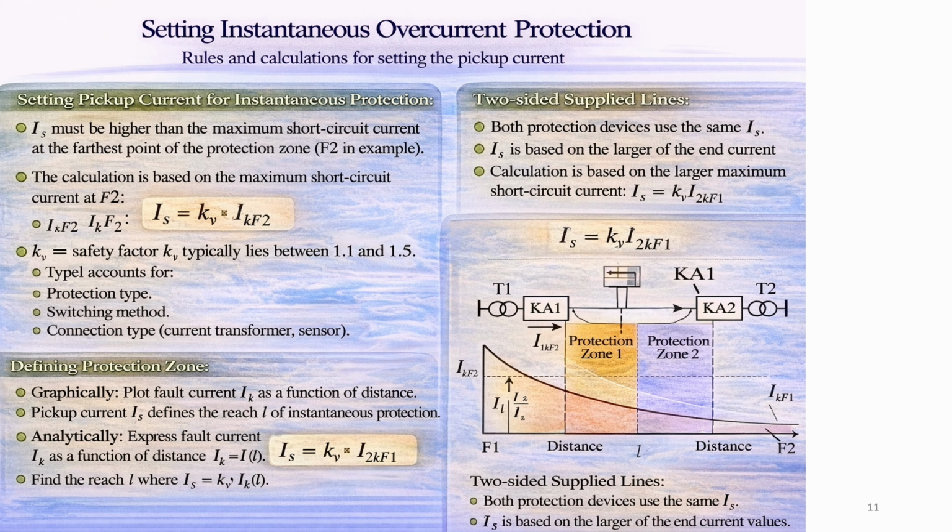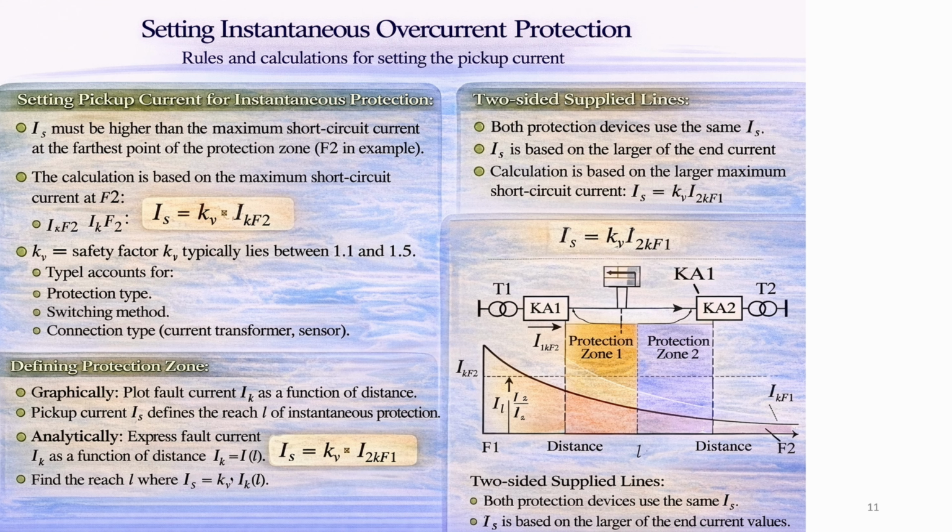Typical values of the safety factor lie between 1.1 and 1.5. The protection zone can be determined in two ways. First, graphically: fault current is plotted as a function of the distance along the line. The pickup current defines the reach of instantaneous protection. Second, analytically: short circuit current is expressed as a function of distance. The protection reach is found from a formula.